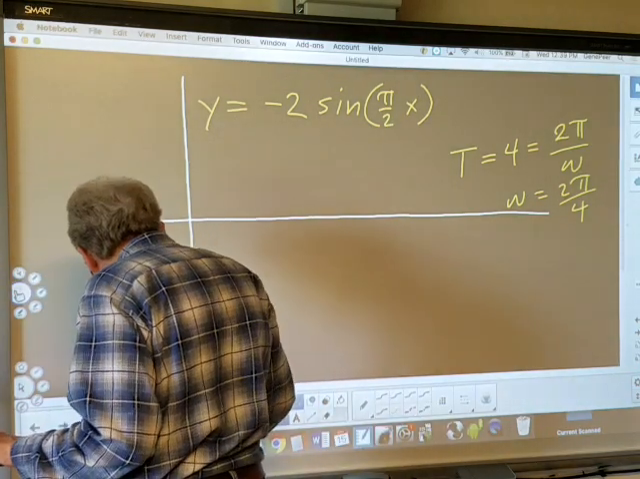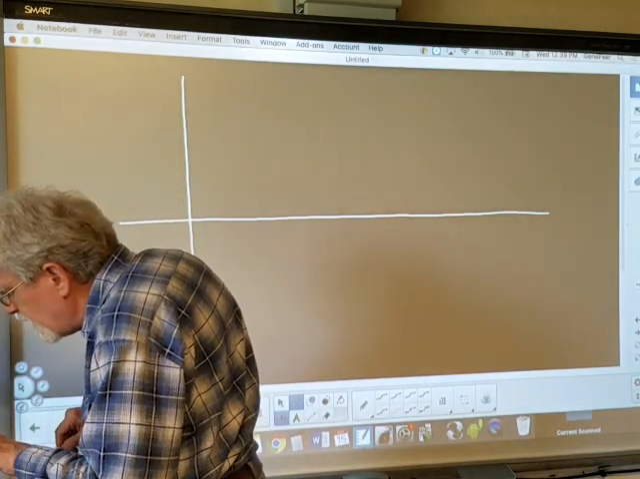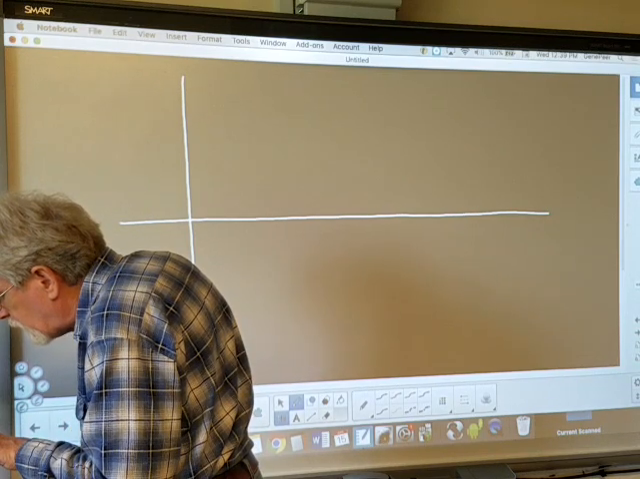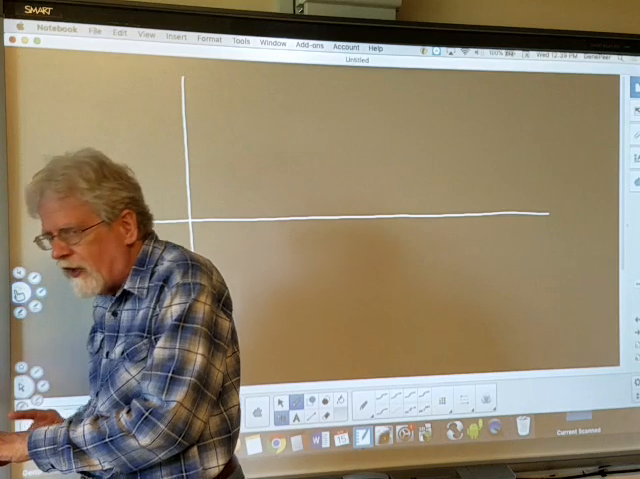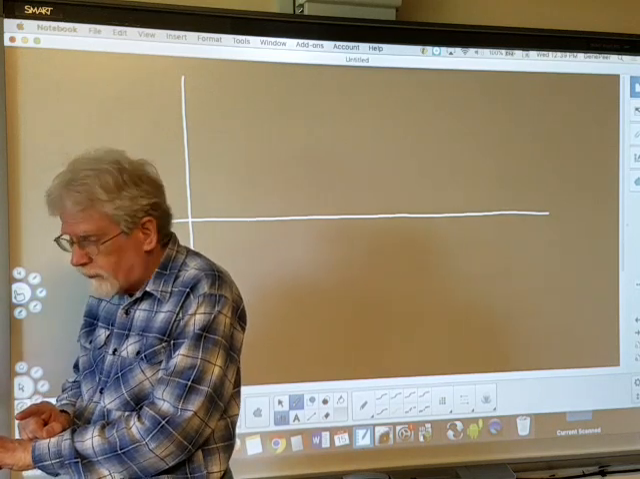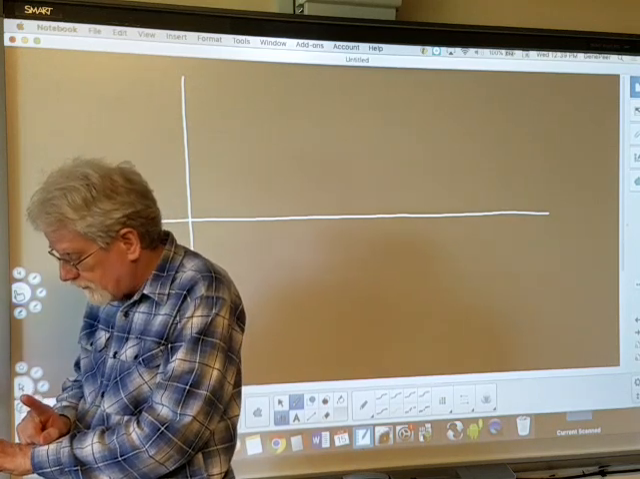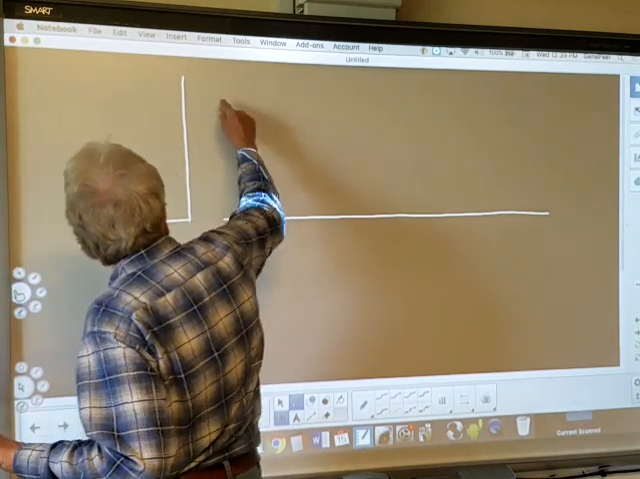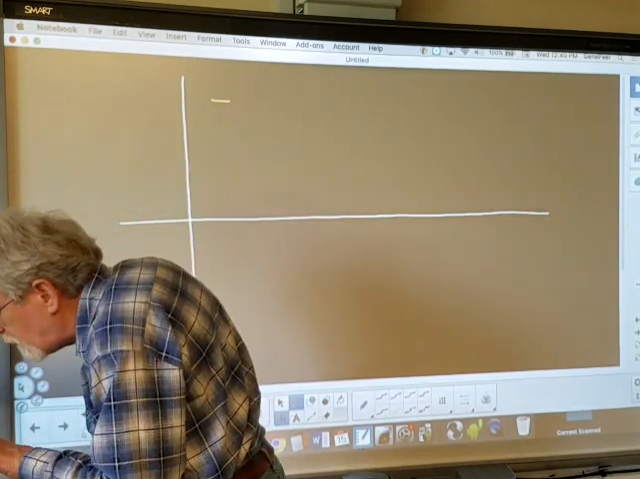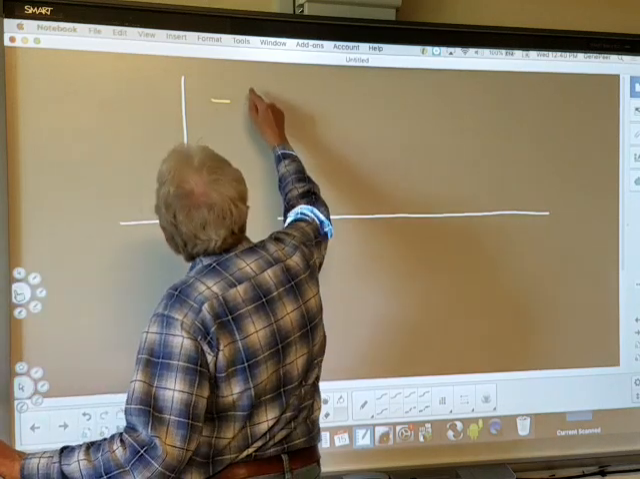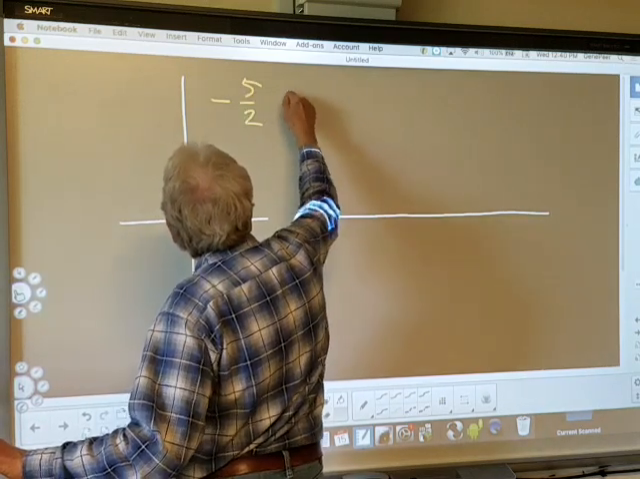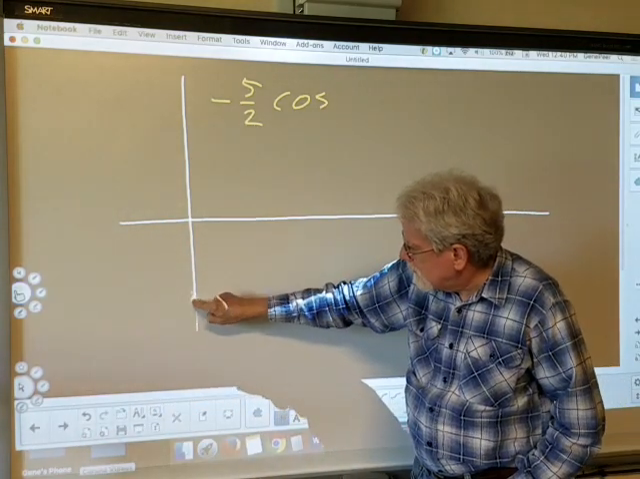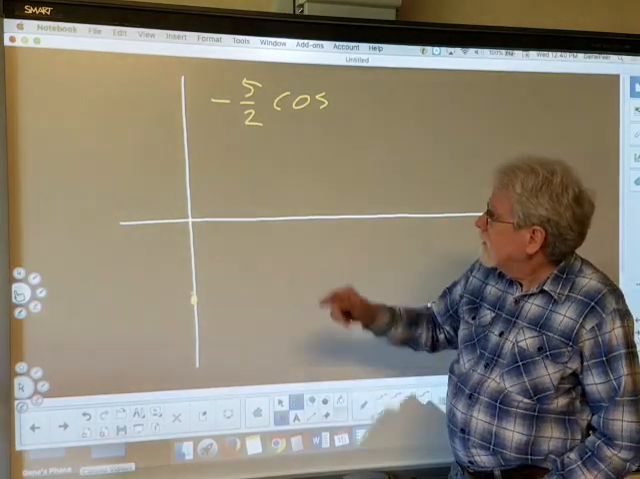Number 76. We have what looks like an ugly one, but it's not nearly as bad as it looks. You can deal with this. It's going to be cosine this time because it does not start at 0, 0. But it's also upside down. It's not starting up here, it's starting down there. So it's going to be negative, and what is the amplitude? 5/2. Negative 5/2 cosine, because it starts down here at negative 5/2.